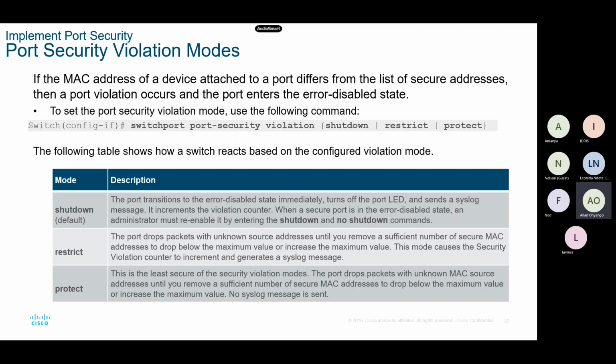Then we have protect as the last violation mode. We are told this is the least secure of these modes. Here, the port still drops packets from unknown sources. But in this case, no syslog messages will be recorded, and I think no violation counter is incremented either. No violation counters, no syslog messages. That's why you might never know what is wrong with your switch. This is why it is the least secure of all your violation modes. That's why you should either leave it at the default or set it to the restrict mode.